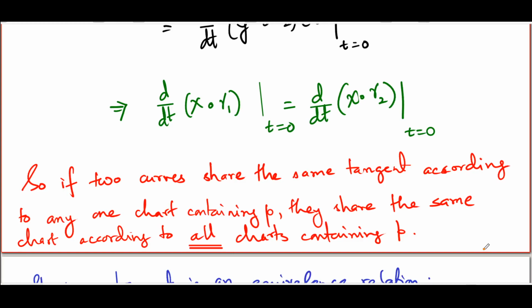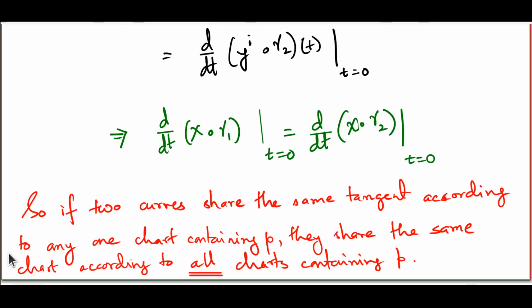So this particular notion of sharing a common tangent, despite being expressed via a chart, is actually independent of charts. And so it makes broader geometric sense beyond just a particular choice of coordinates. Now, as we have been saying over and over again, what we are looking for is an equivalence relation defined on the set of all curves passing through a particular point P on the manifold.